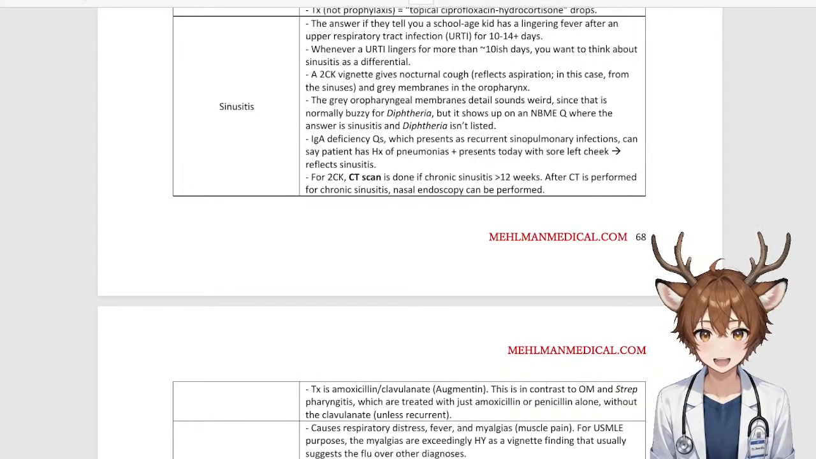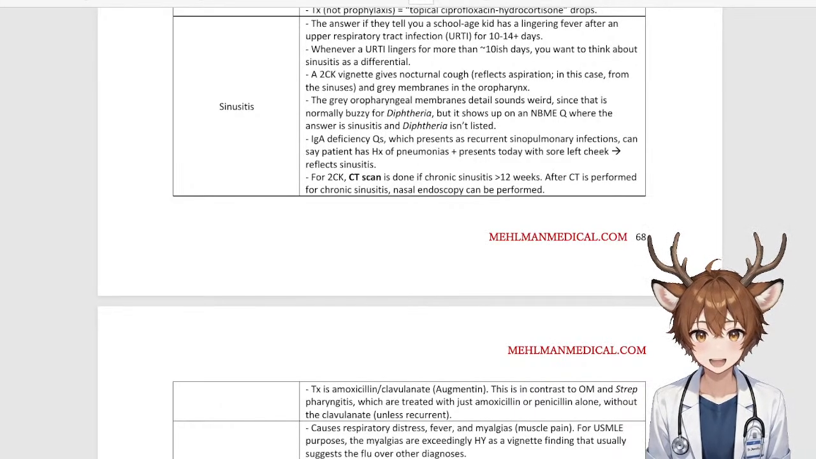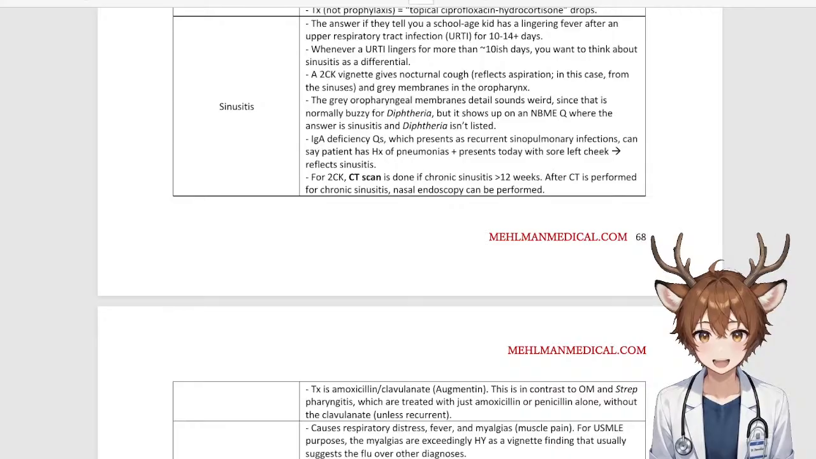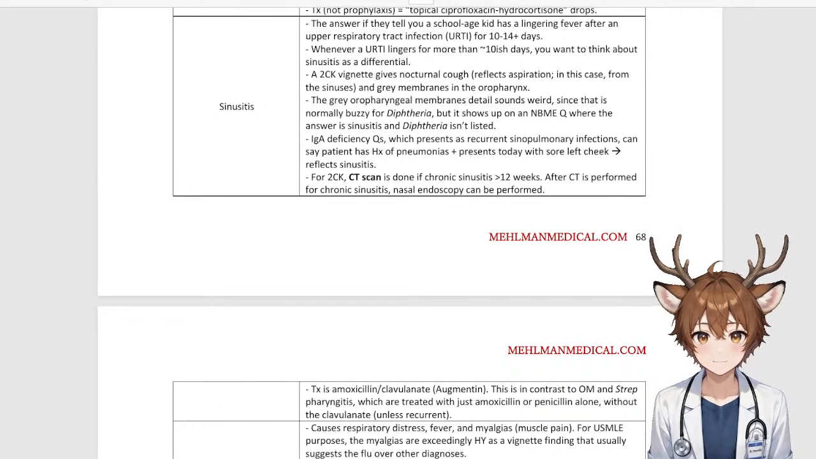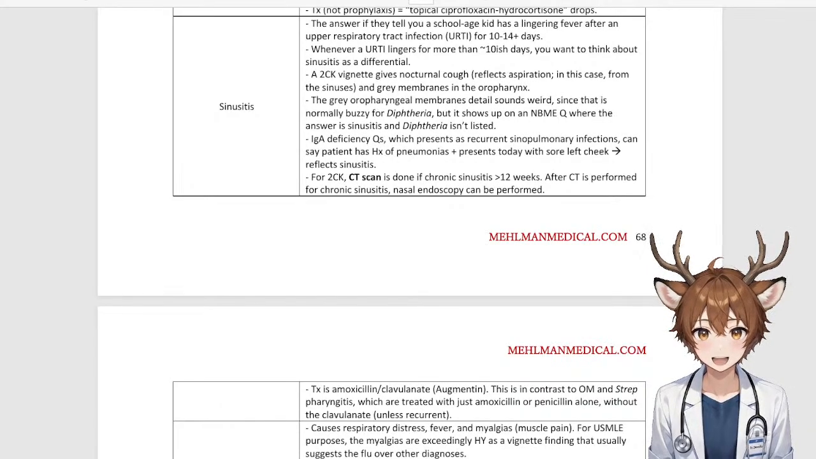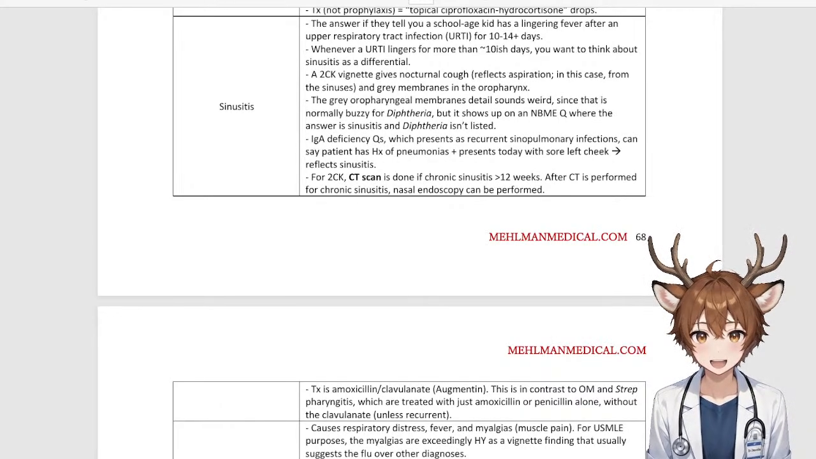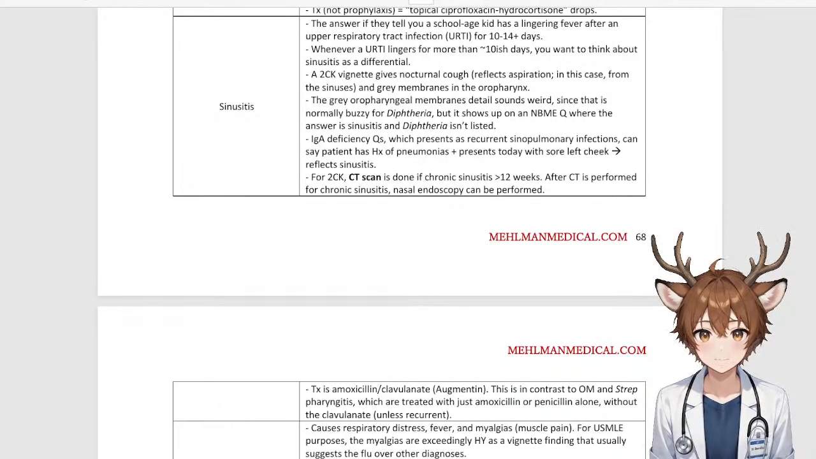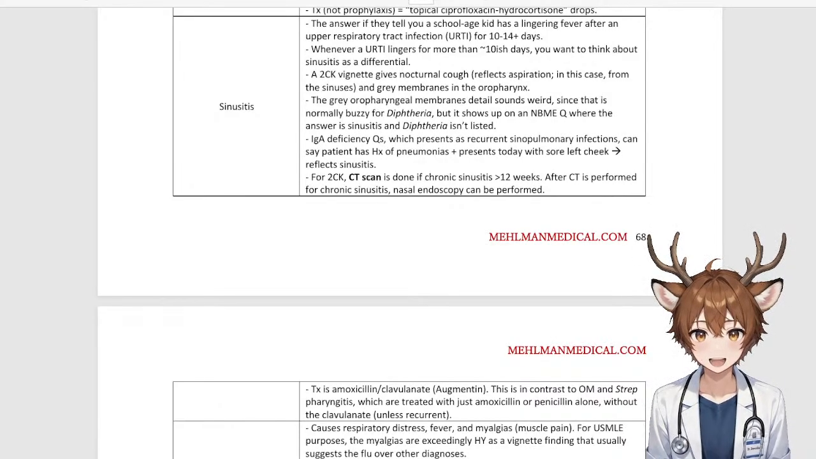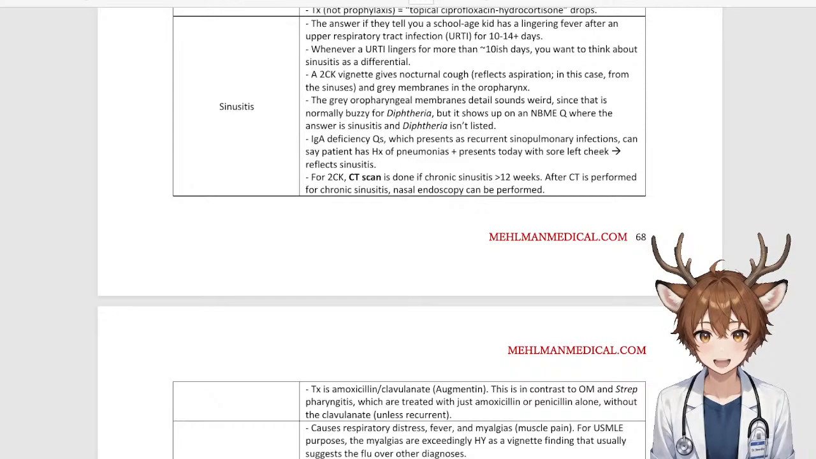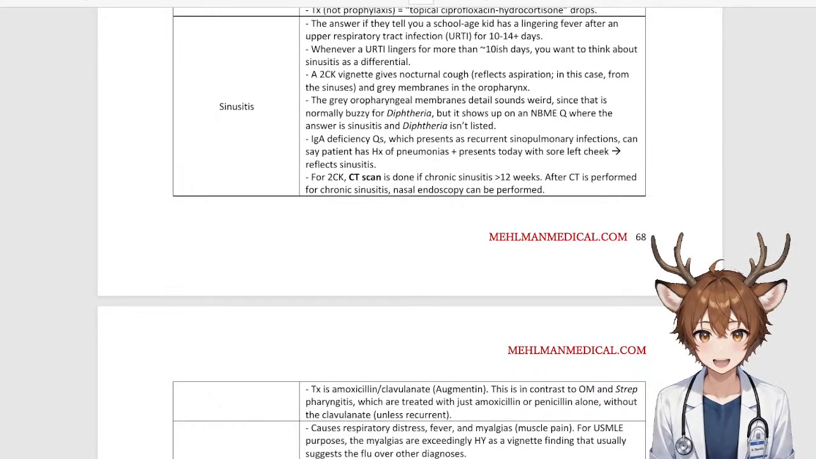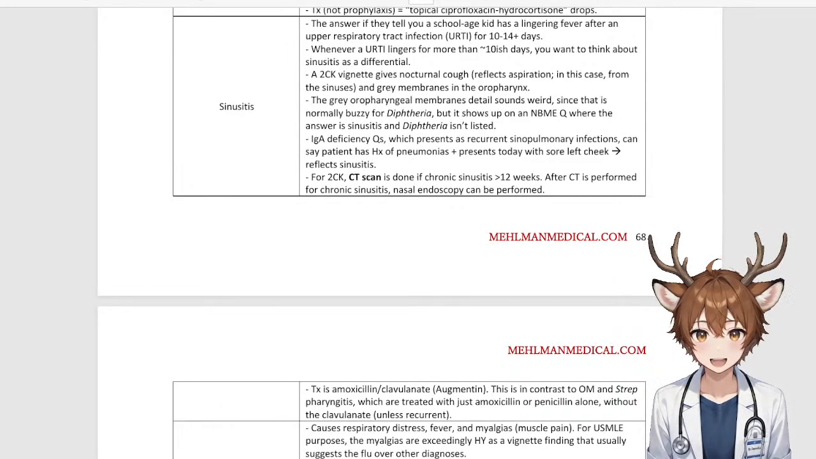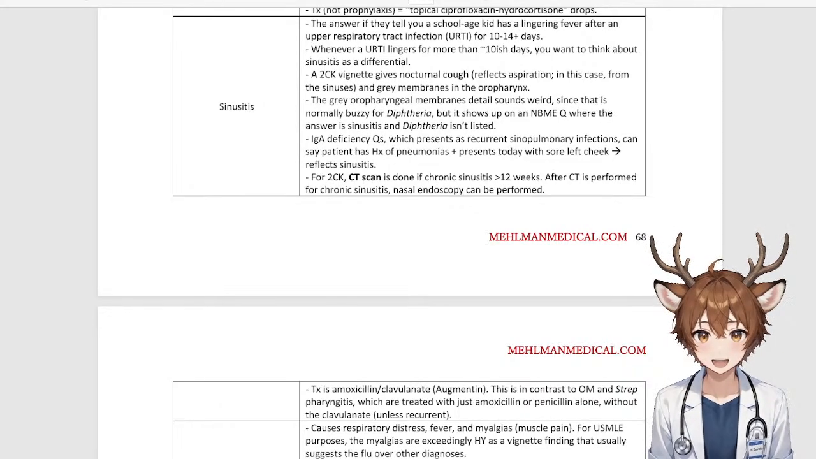What about sinusitis? The answer, if they tell you a school-age kid has lingering fever after an upper respiratory tract infection (URTI) for 10 to 14 days, would be sinusitis. Whenever a URTI lingers for more than 10-ish days, you want to think about sinusitis as a differential. A 2CK vignette gives you a nocturnal cough, which reflects aspiration from the sinuses, and gray membranes in the oropharynx. The gray oropharyngeal membrane detail sounds weird since that is a normal buzzword for diphtheria, but it shows up on the NBME question where the answer is sinusitis and diphtheria is not listed.